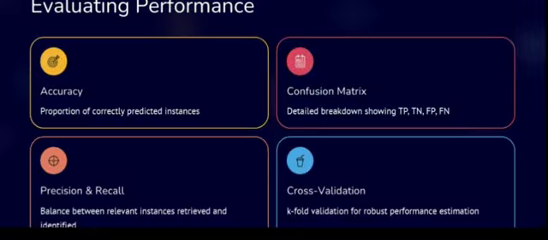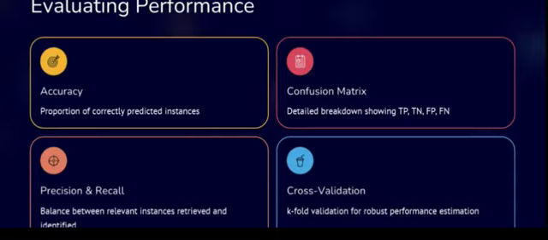And the evaluation performance of a decision tree. The first one is accuracy. It is the most straightforward evaluation metric, which measures the proportion of correctly predicted instances in the dataset. And the next one is the confusion matrix, which is a detailed breakdown showing the multiple classes: true positive, true negative, false positive, and false negative.